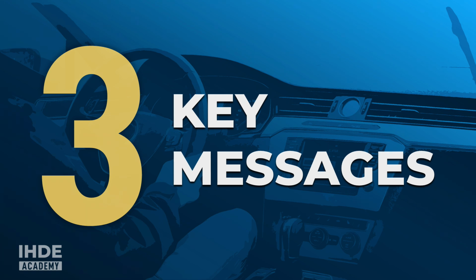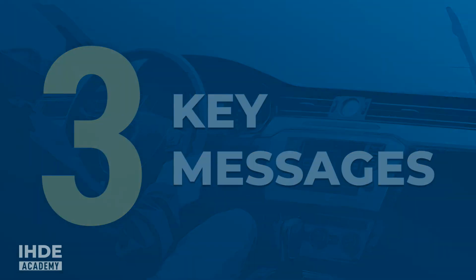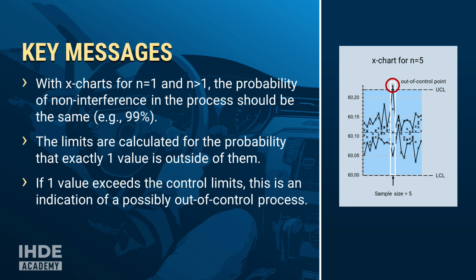Well, that was a lot of new information. Therefore, I would like to conclude by repeating the 3 most important key messages. With X charts for a sample size of 1 and greater than 1, the probability of non-interference in the process should be the same, for example 99%. The limits are calculated for the probability that exactly one value is outside of them. If one value exceeds the control limits, this is an indication of a possibly out of control process.